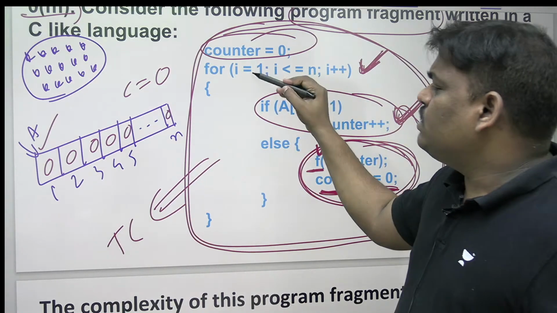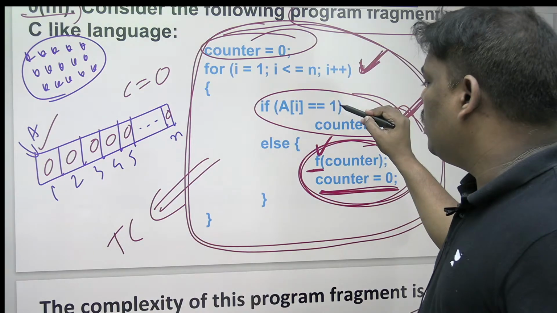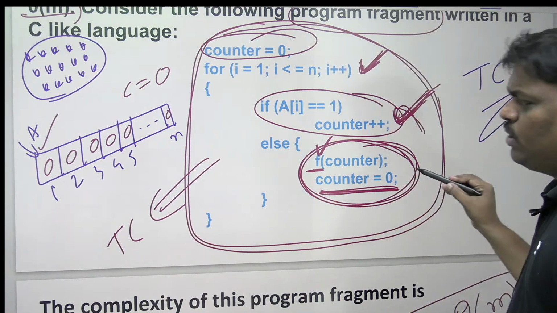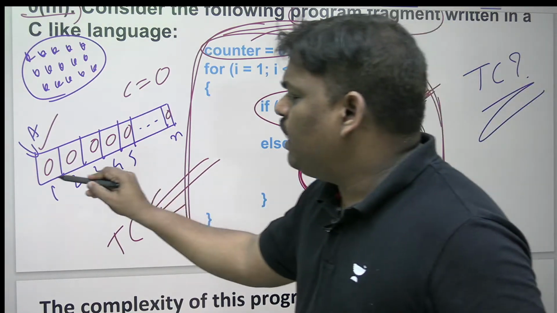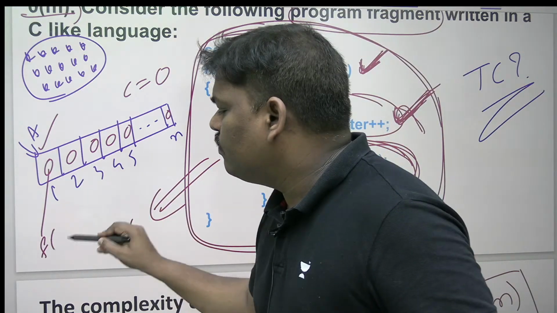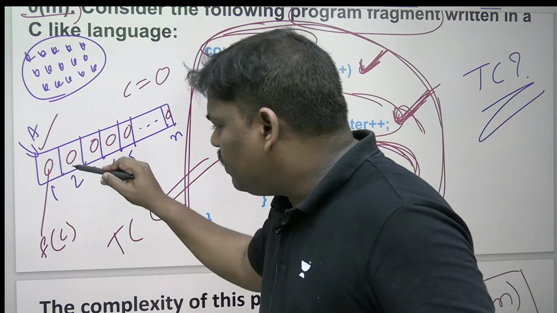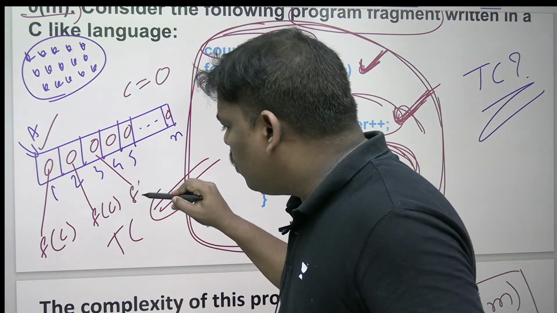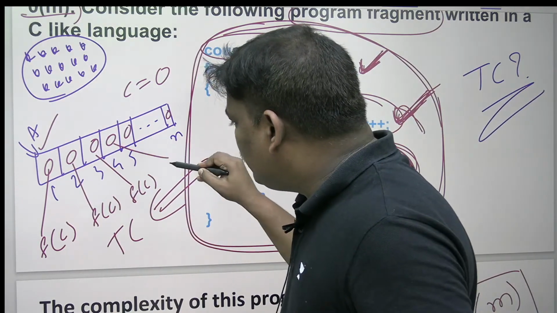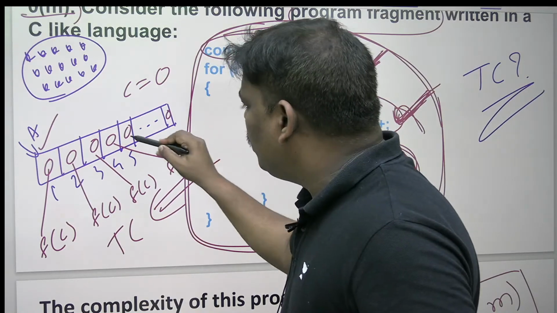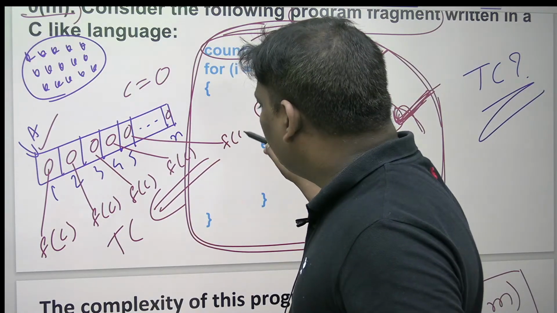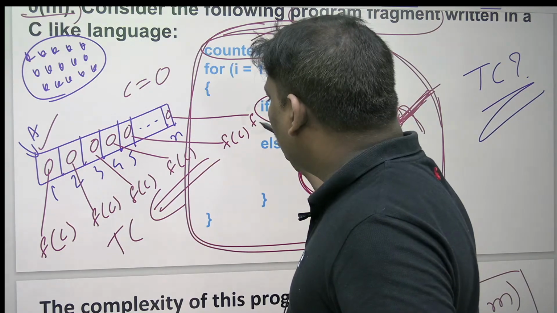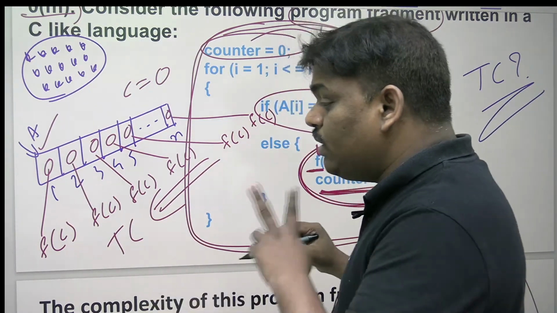Now I am starting. I is equal to 1, A1 is equal to 1. No, come here. At this place, F of counter. Every iteration is calling F of counter. Can you say how many times? F of counter is called n times.